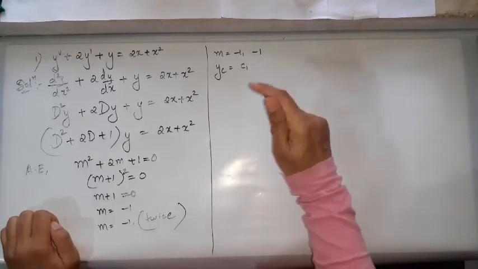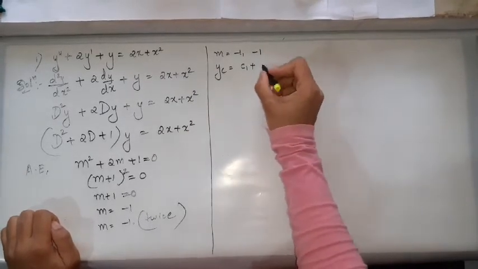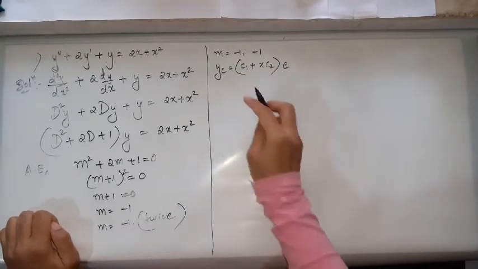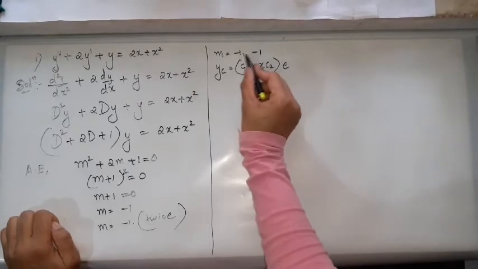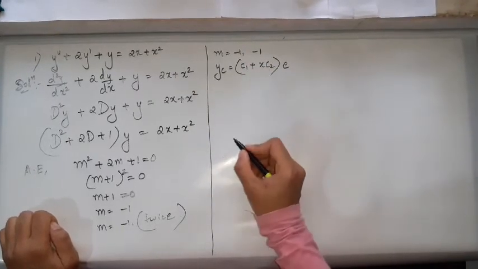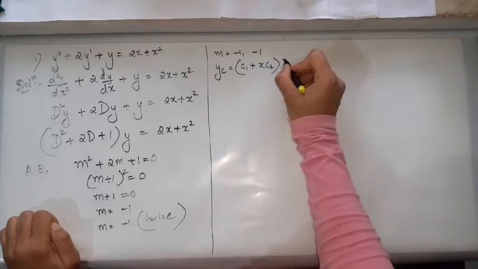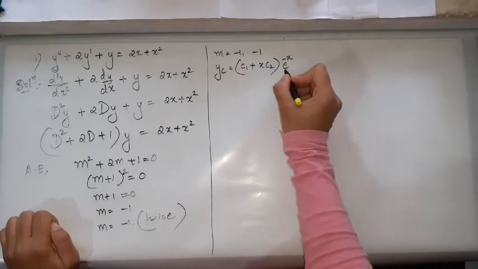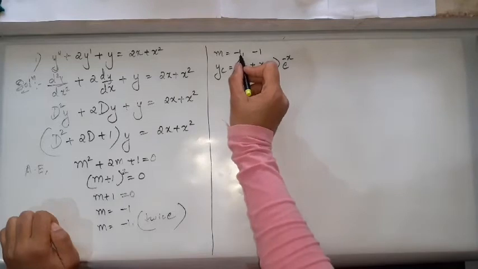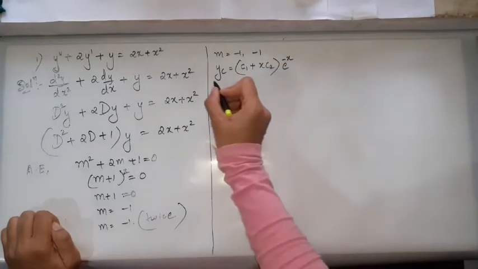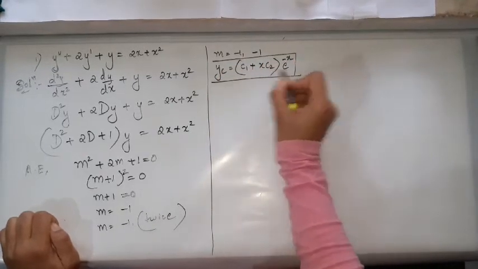Just consider one constant c1 plus x c2 into e to the power, take that in the bracket because it has been repeating twice. So you must have two terms in your bracket, c1 plus x c2 into e to the power minus x, because e to the power value of the root, it is minus 1 into x, that becomes minus x. So this is your yc for this problem.